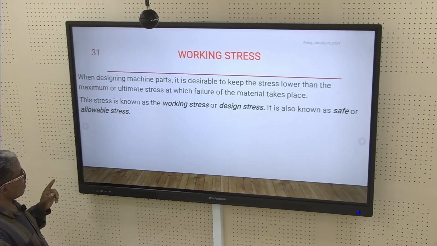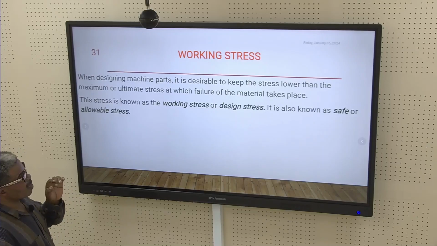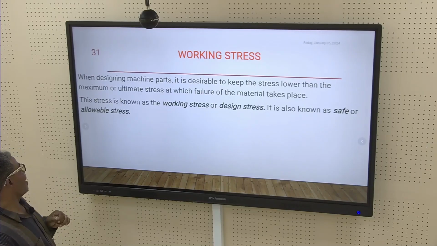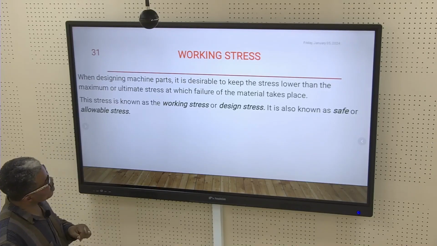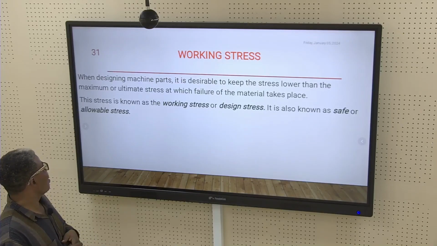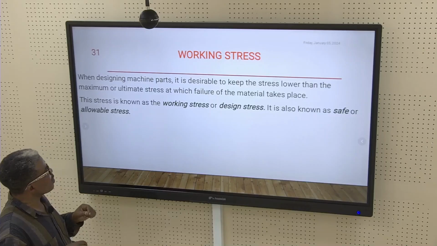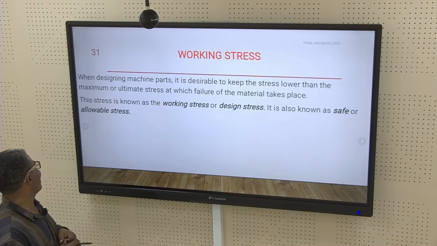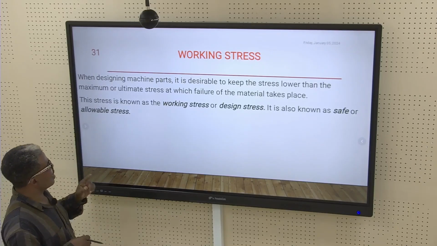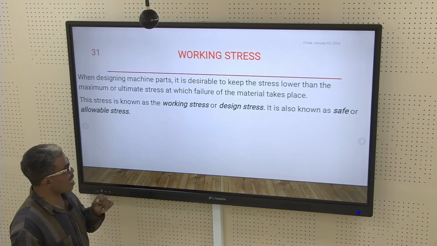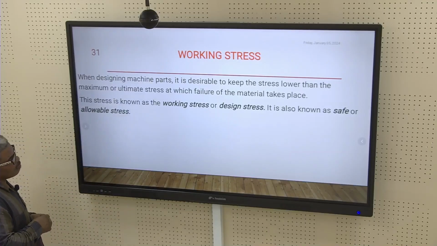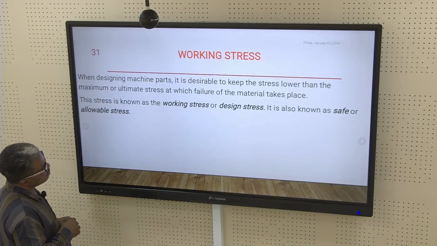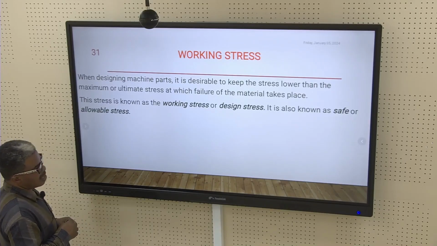We'll revisit the working stress. We want to focus on the working stress. In designing machine parts, it is advisable to keep the stress lower than the maximum, or the ultimate stress at which failure of the material takes place. This stress is known as a working stress or design stress. Sometimes it's known as a safe stress or allowable stress. It has a lot of different names depending on the locality or where it's being applied.